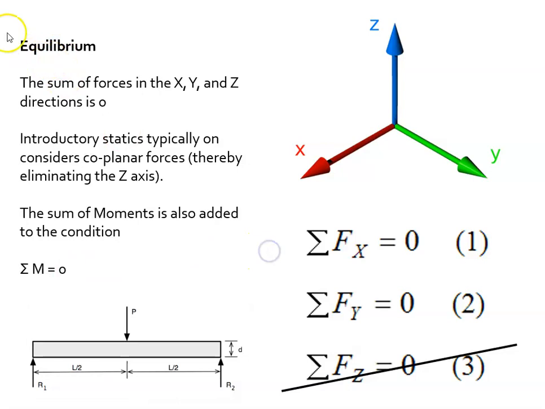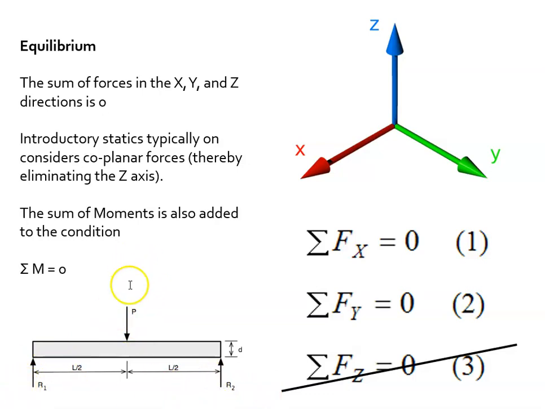So in order to have equilibrium, the conclusion is, so this is the sigma sign, the sum of forces in the x direction equals 0. So anything pushing in the x direction is being met with equal forces. Anything being pushed in the y direction is also being equal. So this P is equal to the sum of these two R's.